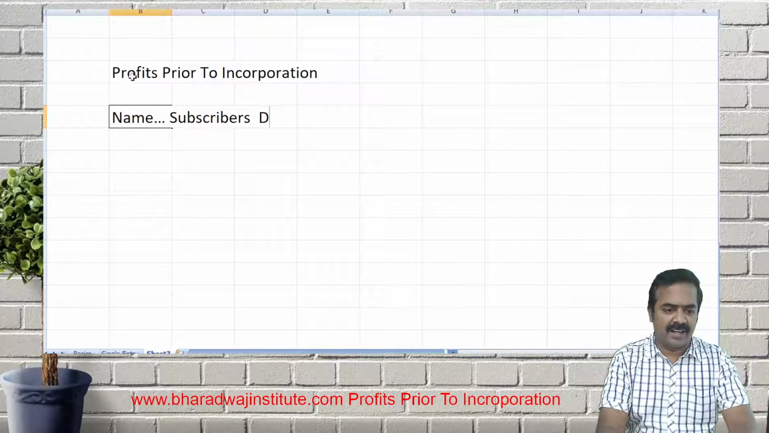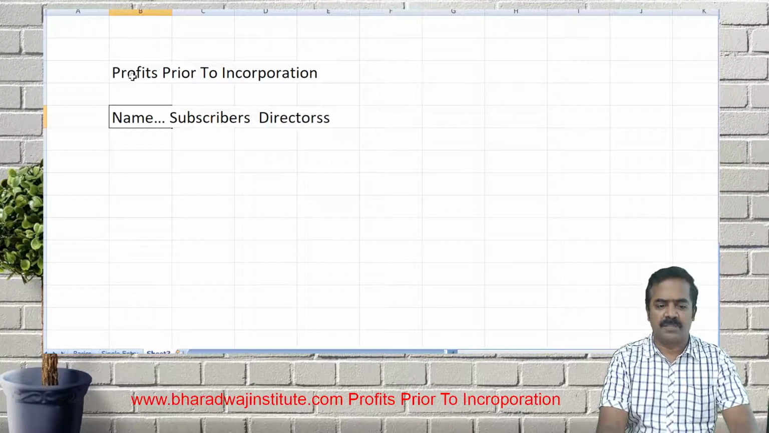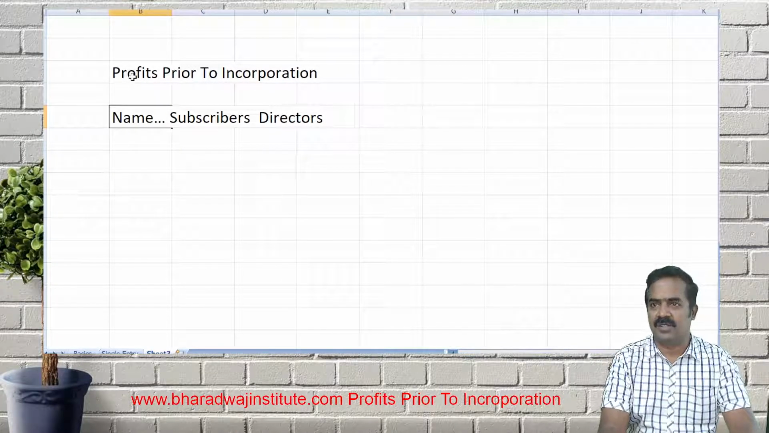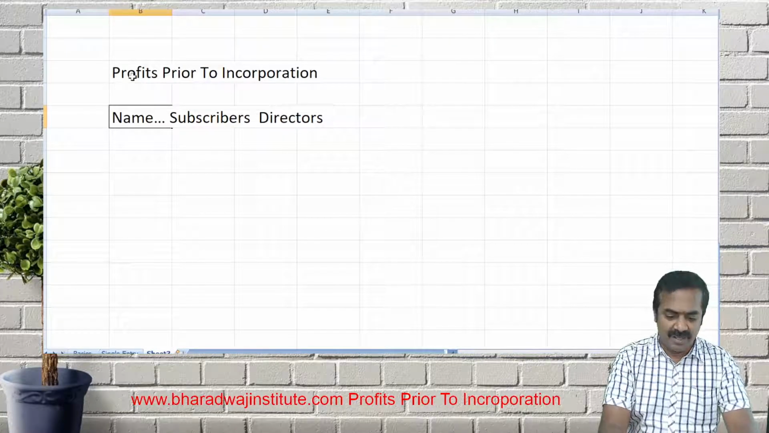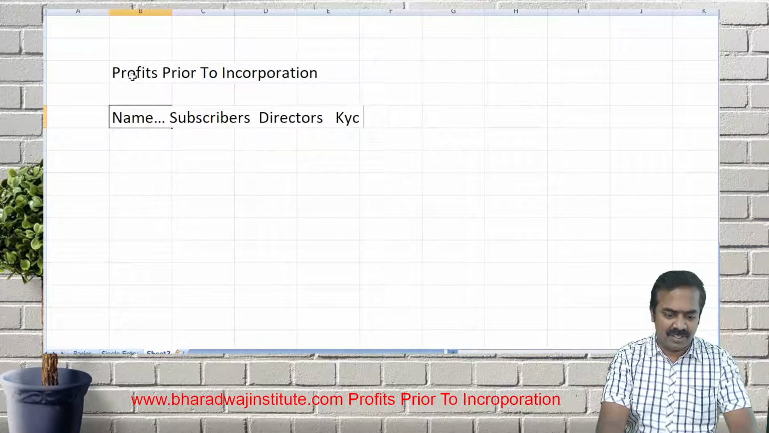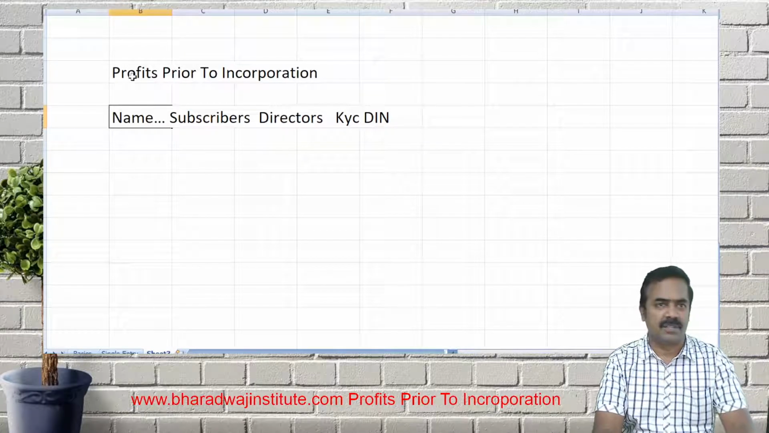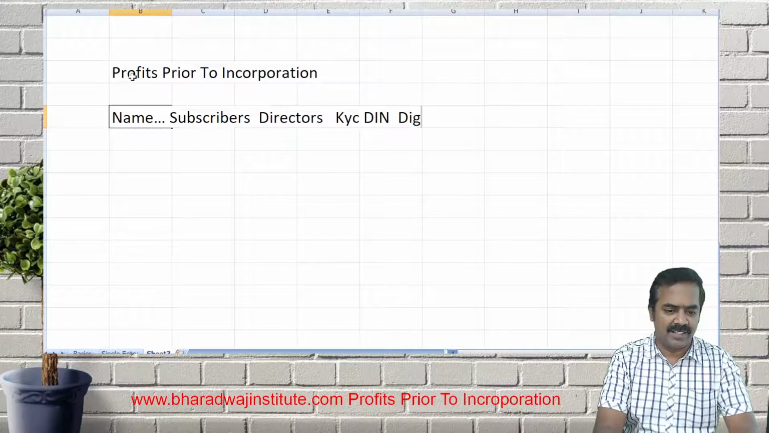Then get the directors. You have to specify who are going to be the directors of the company. Just specifying is not sufficient for them. You require a lot of KYC norms. You have to create KYC, which includes the Director's Identification Number. You have to apply and get it. You have to get a digital signature.